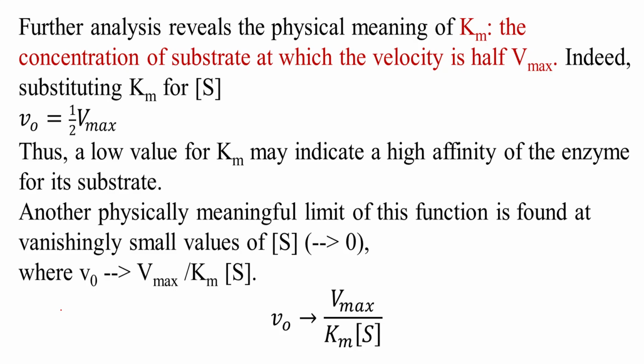Another meaningful limit to this function is found at vanishingly small values of S, when the value of S is tending towards zero. Okay, if S is tending towards zero, we find out that V0 will be tending towards Vmax over Km, all multiplying S. We are going to see this in a moment.